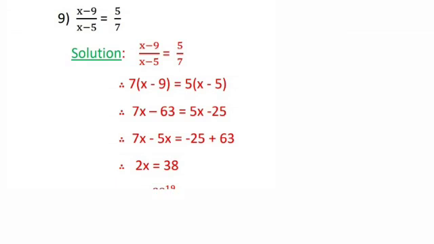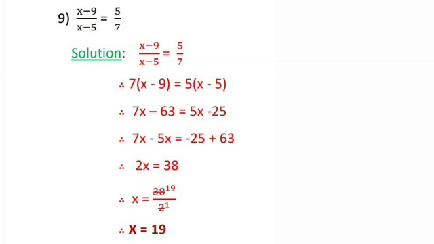x minus 9 upon x minus 5 is equal to 5 upon 7. Now here children, you will do the cross multiplication. That is 7 to be multiplied with x minus 9 and 5 to be multiplied with x minus 5. Now open the bracket. 7 into x is 7x minus 7 nines are 63 is equal to 5 into x is 5x minus 5 fives are 25.